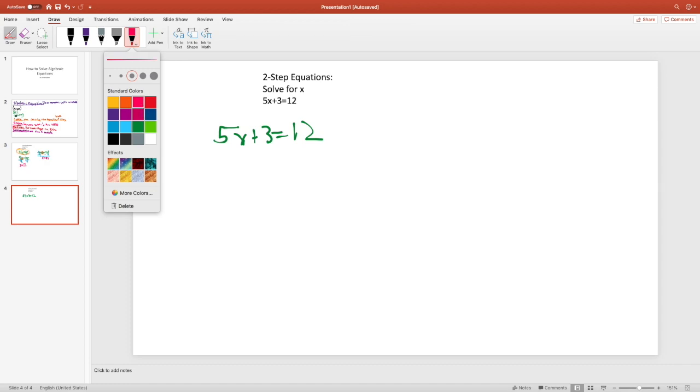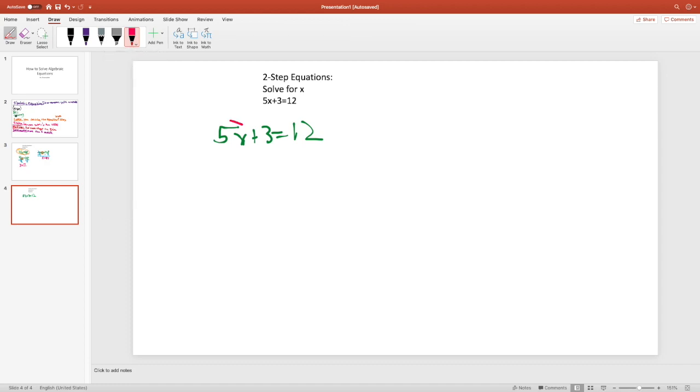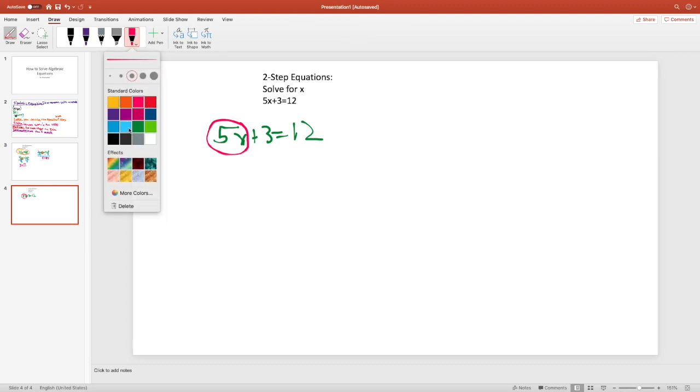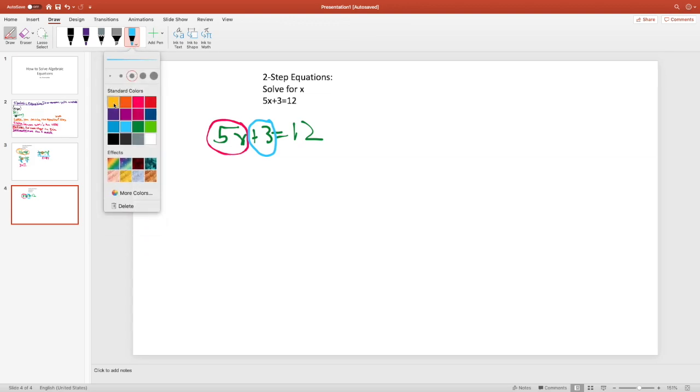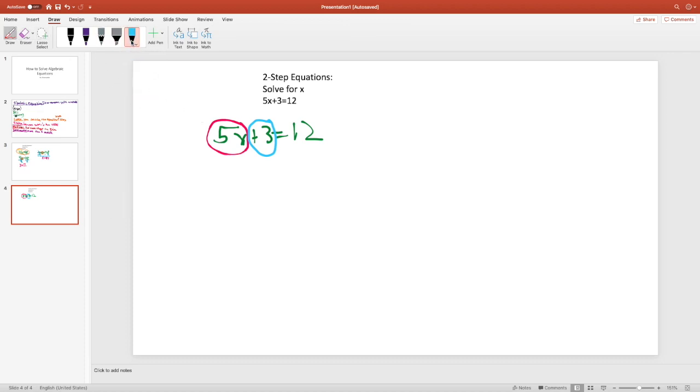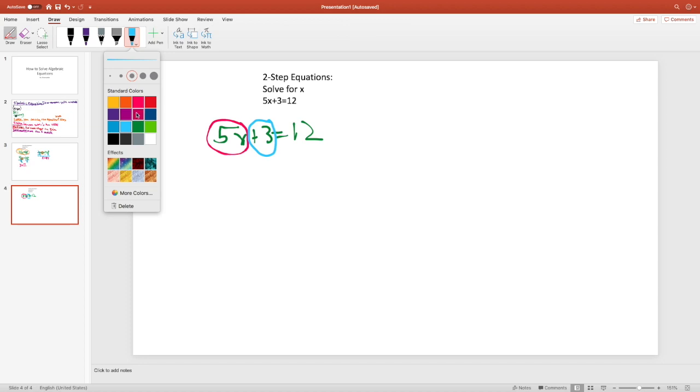Well, since it's a two-step equation, we have multiple terms. So I'm going to circle the coefficient in pink. If you have multiple colors, at first I would use multiple colors to help you with these. We're going to do the coefficient in pink, which means you have to solve this last, and then we're going to do the constant in light blue. That's just what we're going to do.